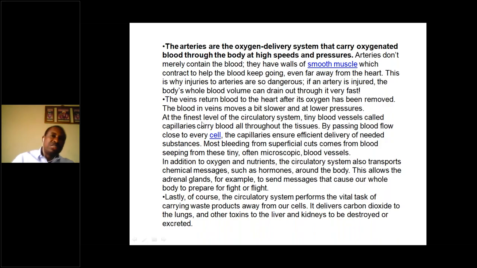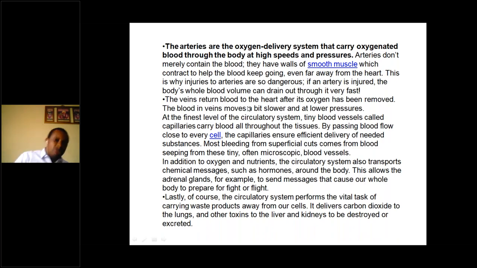If you watch National Geographic channel, you notice that when a lion wants to kill, it goes to the neck of whatever it wants to kill. Why is it doing that? It's going for the carotid artery. The carotid artery is one of the biggest arteries. So immediately it breaks or stops that carotid artery, it can suffocate the animal. Now, the vein will return blood to the heart after oxygen has been removed.